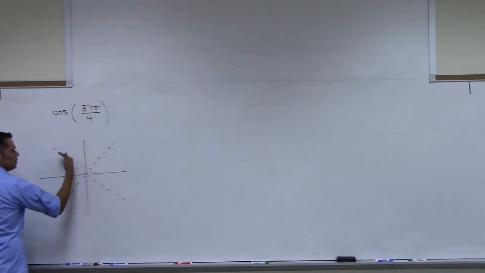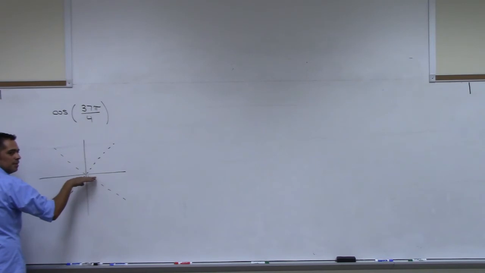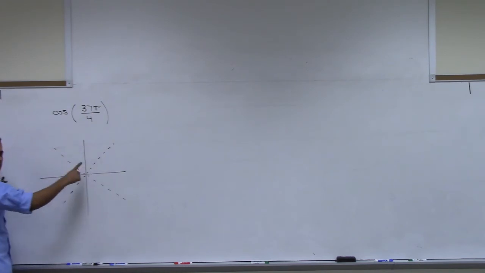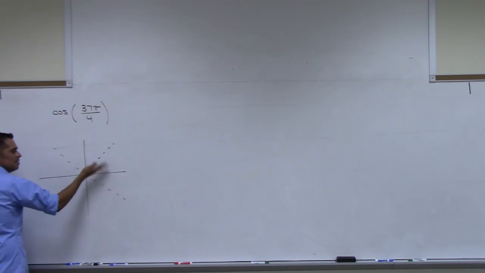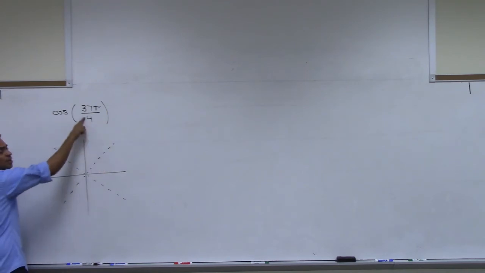So 1, 2, 3, 4, 5, 6, 7, 8, 9, 10, 11, 12, 13, 14, 15, 16. Right? 17, 18, 19. Where am I here now? 24. So every time I go around, it's 8 of them, right? 8. So 24 and then 36. And I'm supposed to go 37 of them.